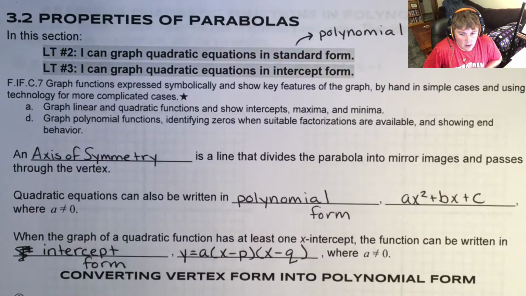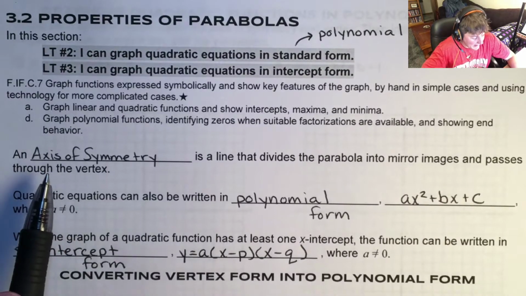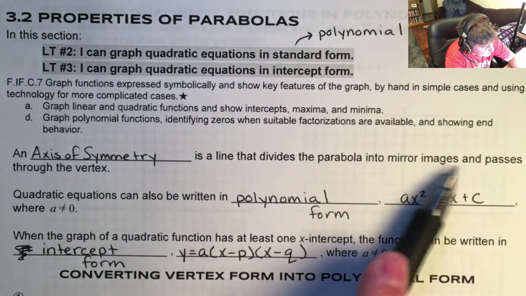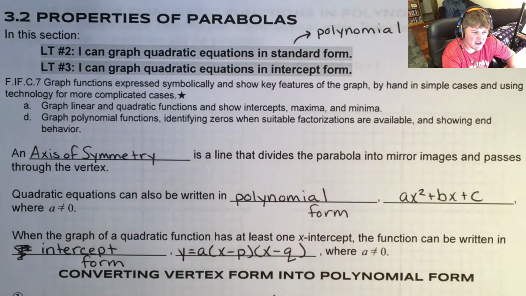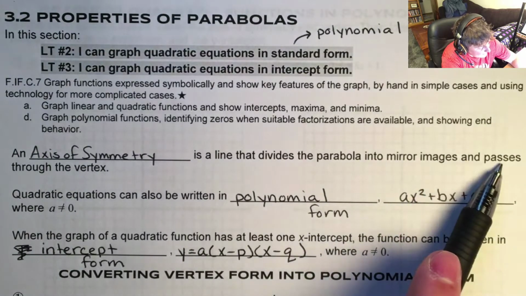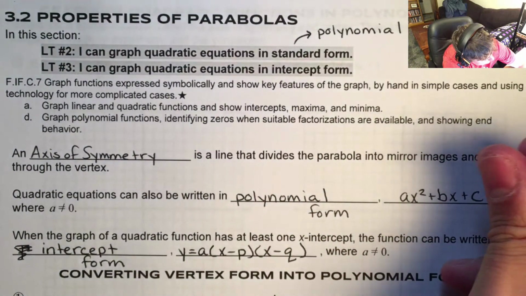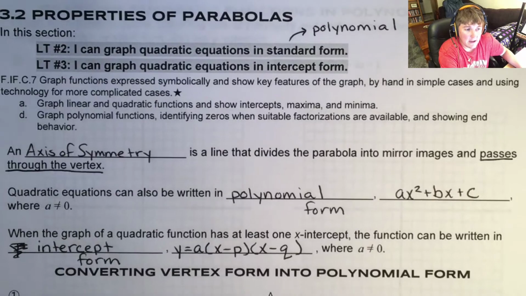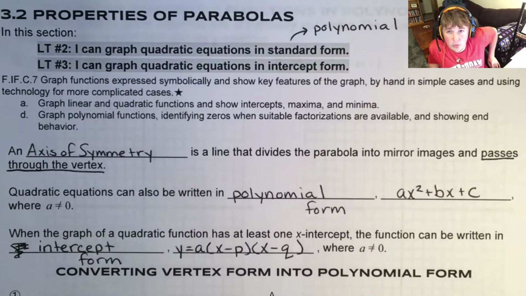Okay. And then you have an axis of symmetry, which is a line that divides the parabola into mirror images and passes through the vertex. We've actually kind of already talked about the axis of symmetry, but that being said, the axis of symmetry is always going to be super important. Notice that it says and passes through the vertex. Okay, this is very, very important and incredibly key to a lot of what we're going to be doing.